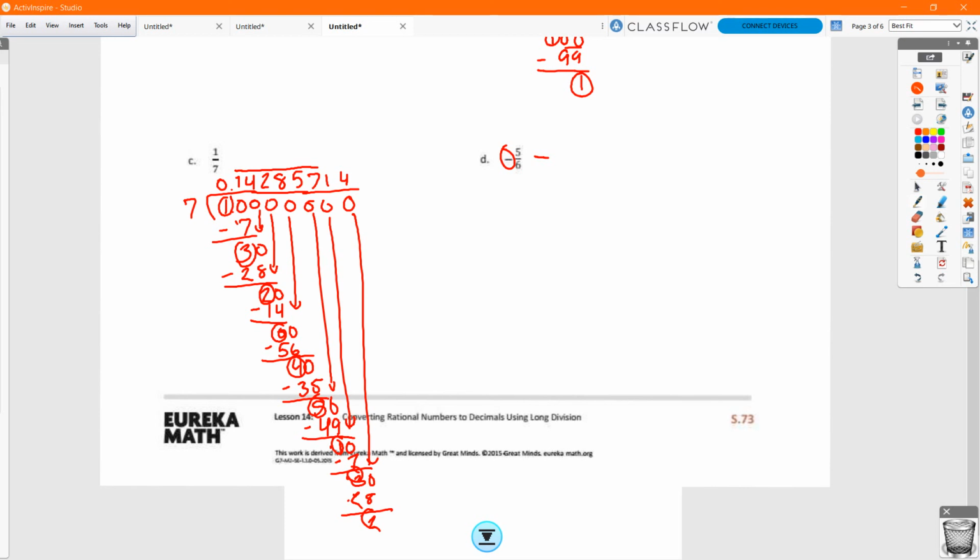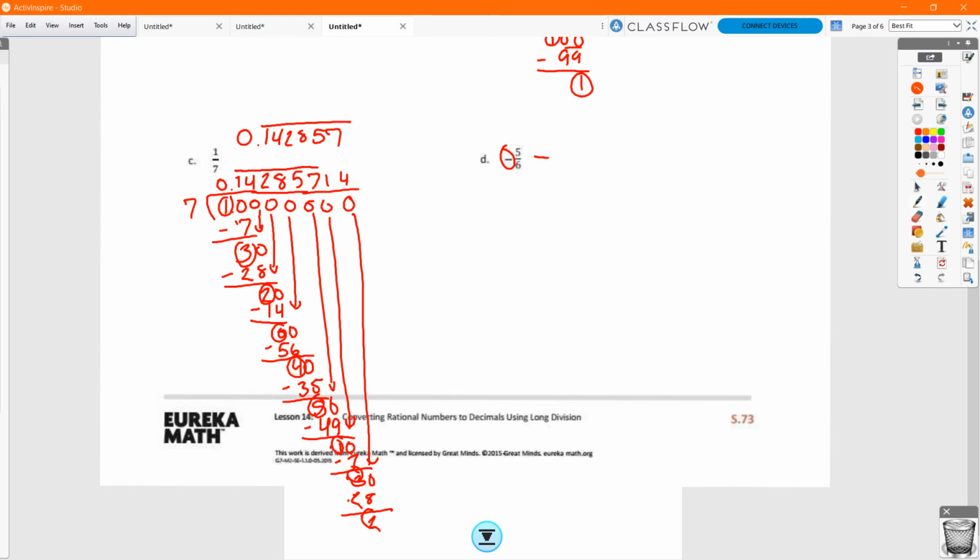Okay? So my answer is 0.14285. Of course, the 1 doesn't show up. All right, let's try this one again. 0.142857 is what repeats. That's what the bar goes over. Okay? And that's your answer.